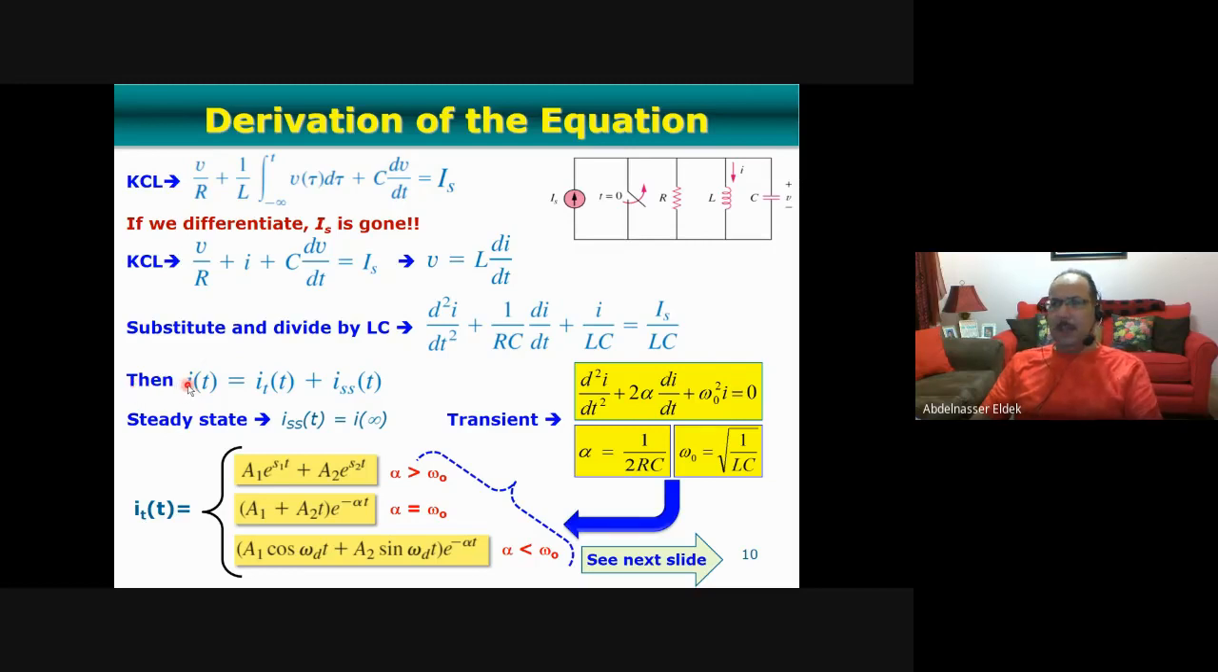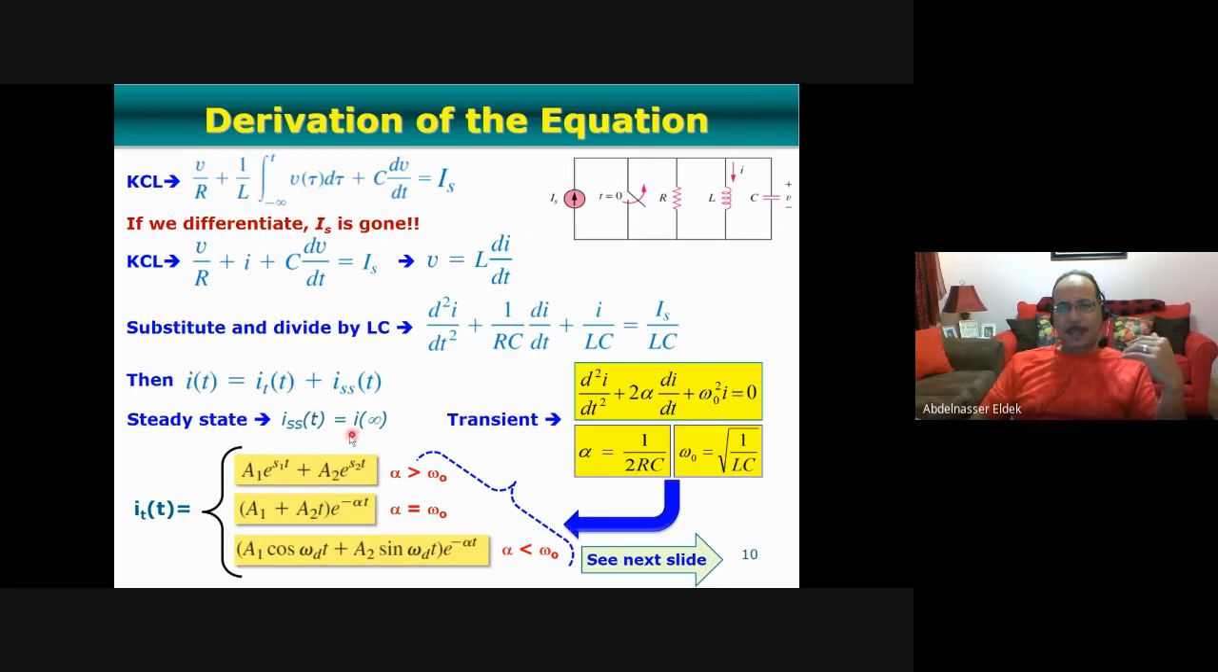In this case, this means that, of course, you have two solutions for this equation: a transient solution and a steady-state solution. Then I of t equal I_T transient plus I_SS, the steady-state current. The transient is exactly the same as previous solutions. So I_T of t equal, here if it is over-damped, critically damped, or under-damped, like what we did before. So we just use the initial conditions to calculate A1 and A2.